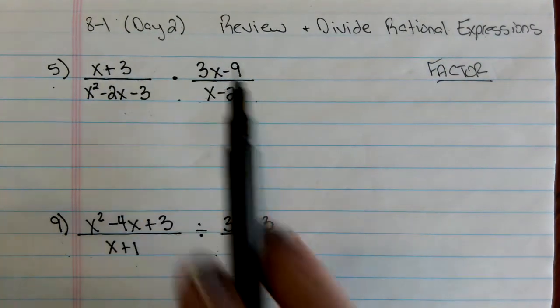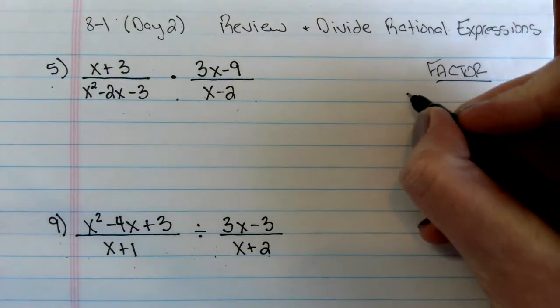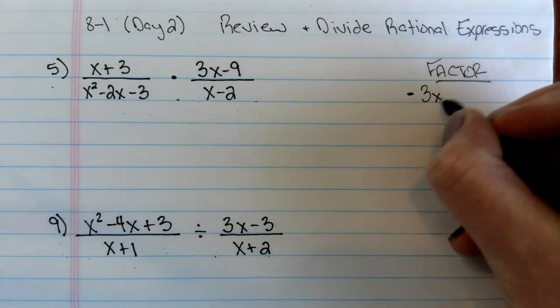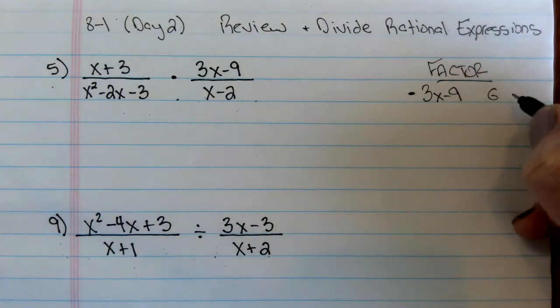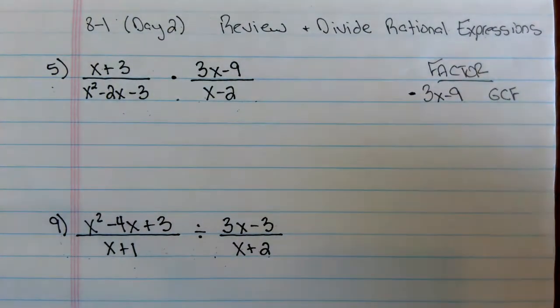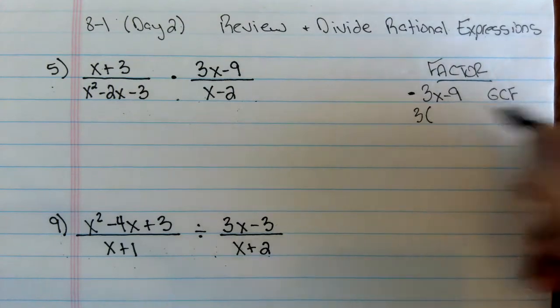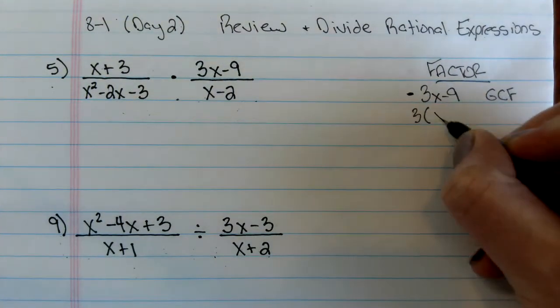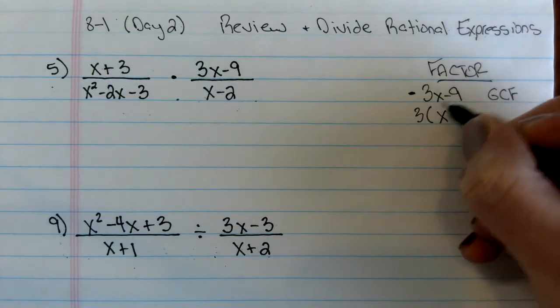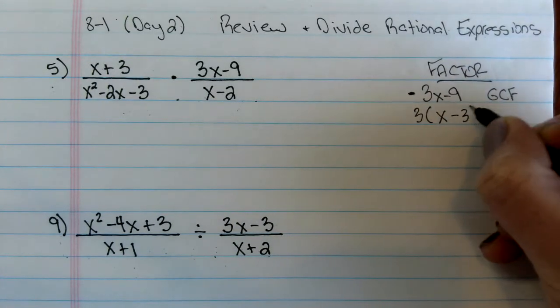I'm going to start with the top right. The first thing I see that can be factored is 3x minus 9. 3x minus 9 has a GCF of 3 that I'm going to factor out. And when I do that, 3x divided by 3 is x. Negative 9 divided by 3 is negative 3.